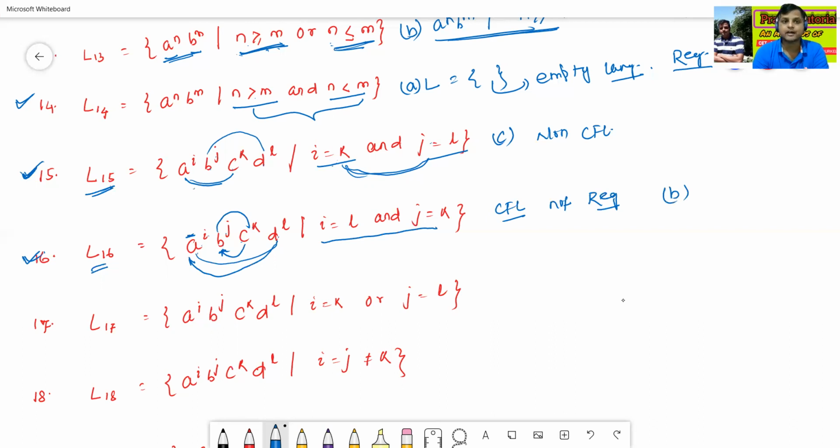In the case of L15, we cannot perform push and pop operations. But in the case of L16, we can: A will push, B will push, C will pop B, and D will pop A. In L15 the symbols are in arbitrary order, so we cannot perform push and pop operations. So we can solve L16 within one memory, or one stack, but we cannot solve the L15 language with one memory. It will require two memories.